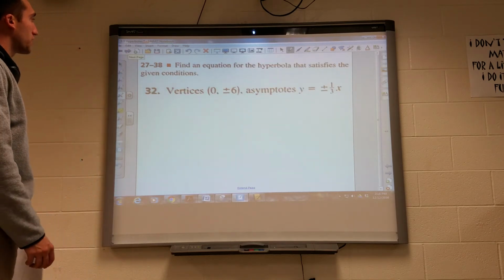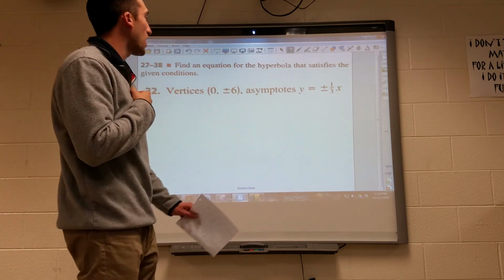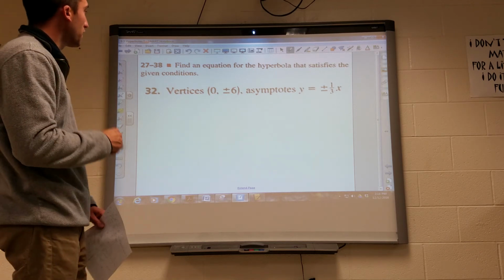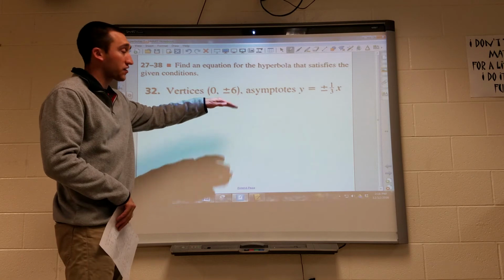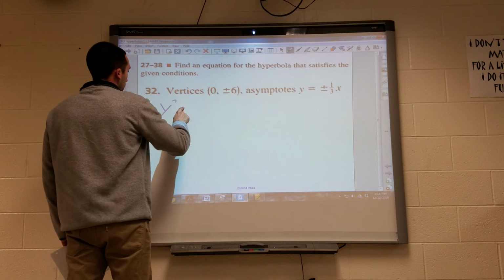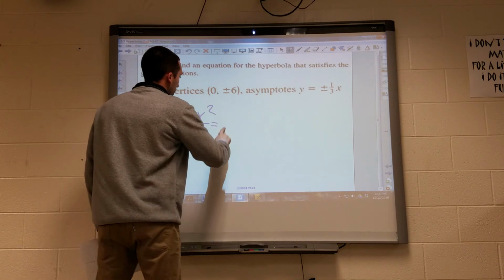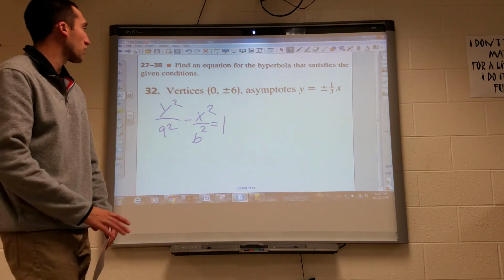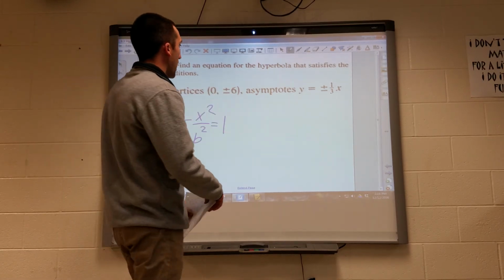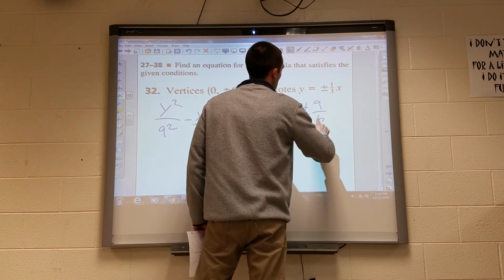And finally, let's say we have these conditions. Vertices at 0 plus or minus 6. Asymptotes are y equals plus or minus 1/3 x. So again, since our vertices are on the y-axis, I know this is going to be a vertical. So I know my generic equation is y squared over a squared minus x squared over b squared equals 1. And let's see what we know. Okay, so we know my a is 6, and we know that y equals plus or minus a over b x.